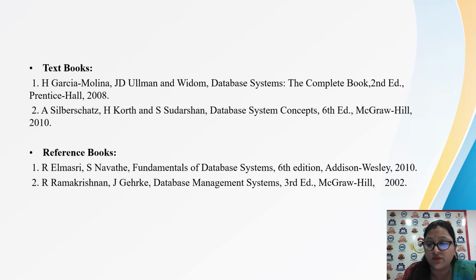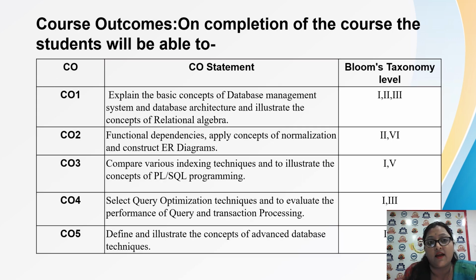These are the textbooks for the database management system and the reference books. And here are the course outcomes: on completion of the course, the students will be able to, in CO1, explain the basic concepts of database management system and the database architecture and the concepts of relational algebra. In CO2, students will be able to explain the functional dependencies, apply the concepts of normalization, and construct the ER diagrams.